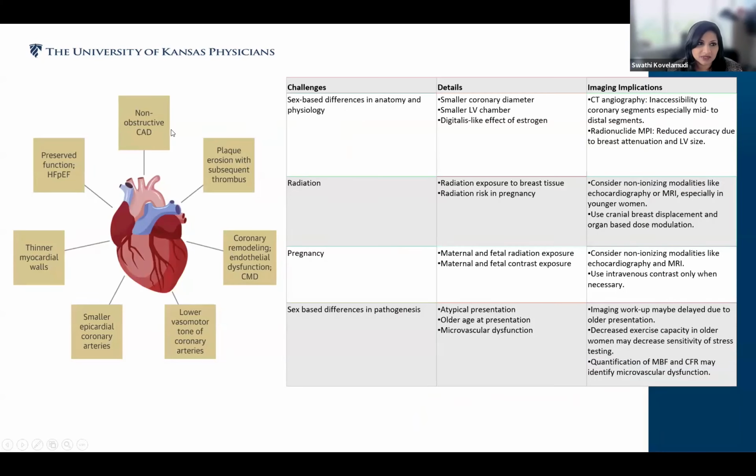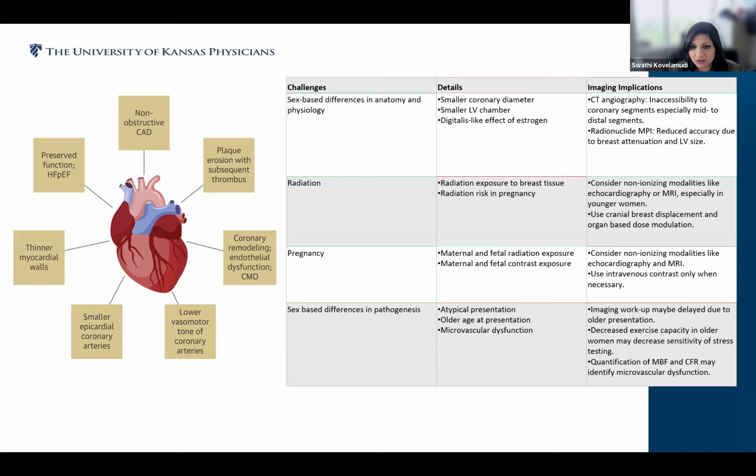This slide basically sums up everything that the first slide said about what the specific risk factors for women are, what the different phenotypic atherosclerotic disease they can have, as well as the difference in sex-based anatomy and physiology and how it affects what imaging we can perform.